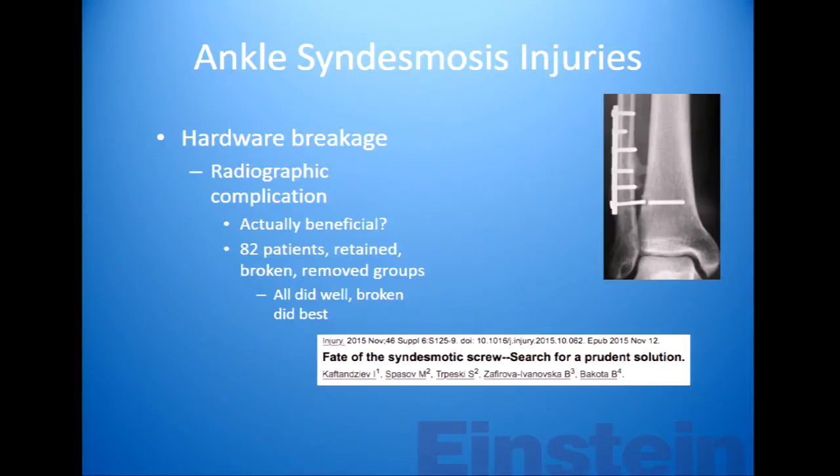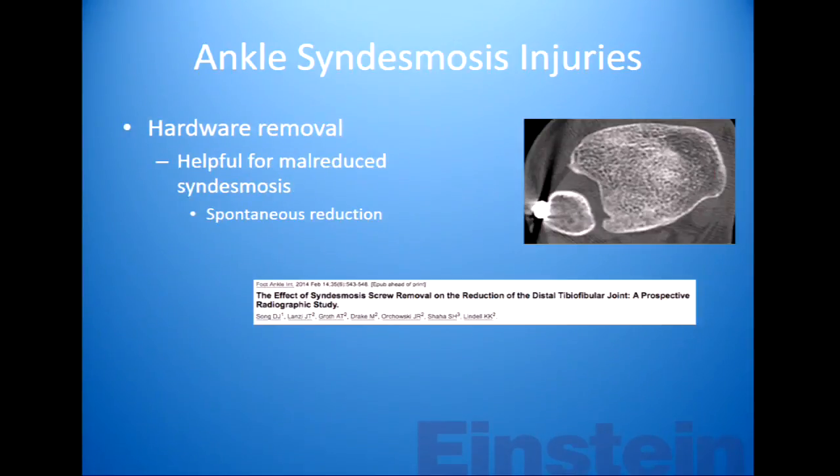They certainly can stay. And indeed, if there is a malreduction in the syndesmosis that you've identified and you've got a screw across it, if you take that screw out, it can spontaneously reduce. And this was shown, again, by that group in New York or something like that, where they had identified malreductions. When they removed the screw, they got another CT scan, and the malreduction had improved or reduced.